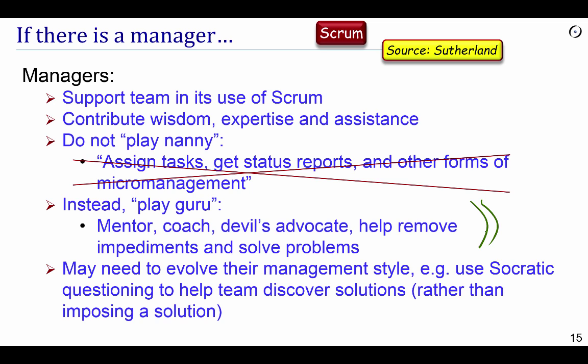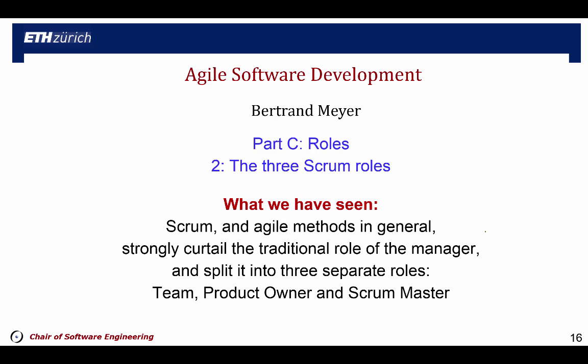There's also the advice that managers may need to evolve their management style. For example, use Socratic style questioning to help the team discover solutions rather than imposing a solution as a traditional Steve Jobs like manager or Henry Ford like manager might do. What we've seen in this segment is the three Scrum roles. Scrum and in general Agile methods strongly curtail the traditional role of the manager. In the next segment we'll see some other roles which replace part of the tasks in other methods, but in Scrum we have three well-defined, precisely defined separate roles: the team, the product owner, and the Scrum Master.